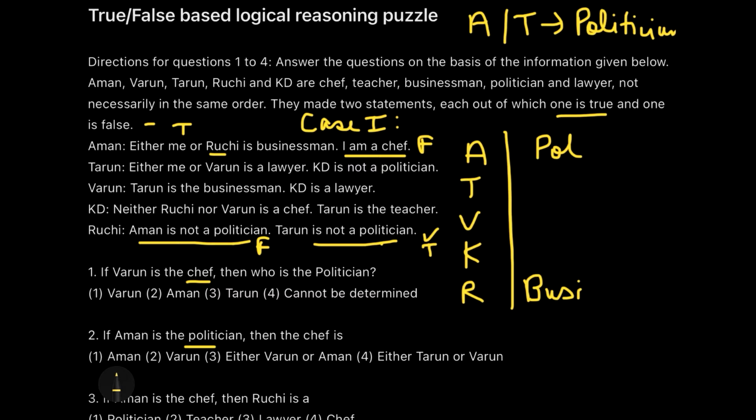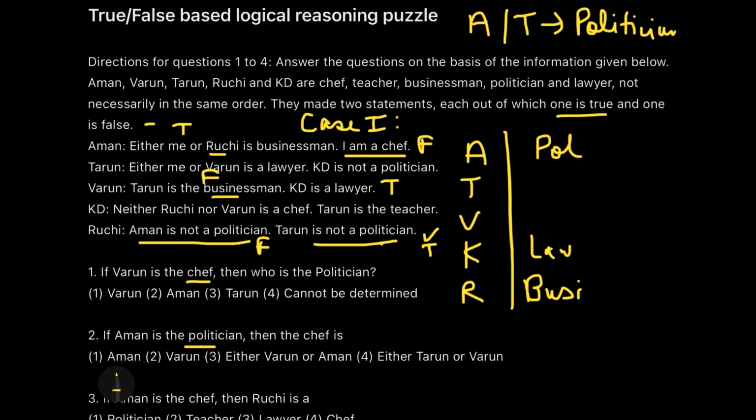Now, let's come down to Varun. Why am I coming down to Varun? Because here it's written that Tarun is the businessman. Of course, Ruchi is fixed as the businessman now, so Tarun cannot be the businessman. This is the false statement. So which is the true statement here? KD is a lawyer. This will be very helpful in solving the full question. So please make sure that you write KD as the lawyer over here.